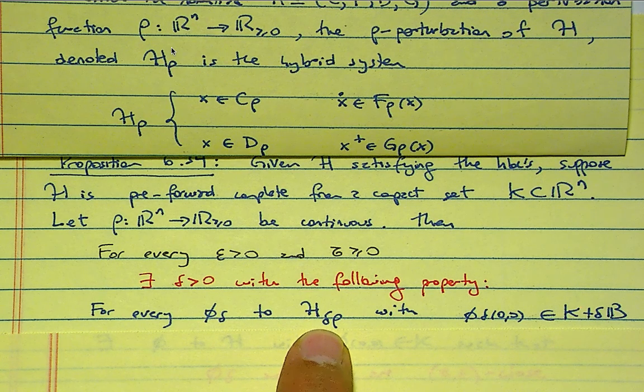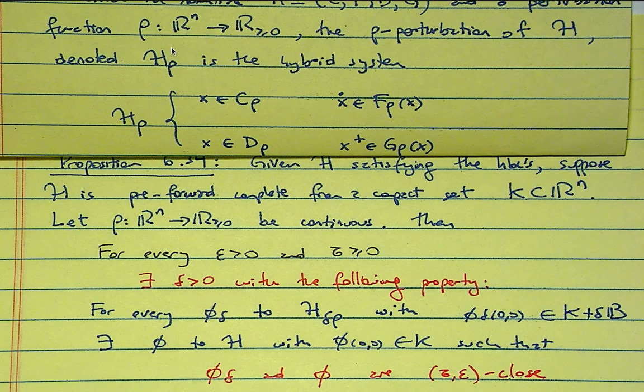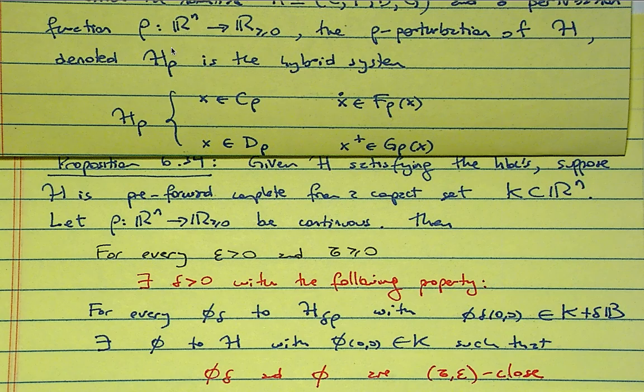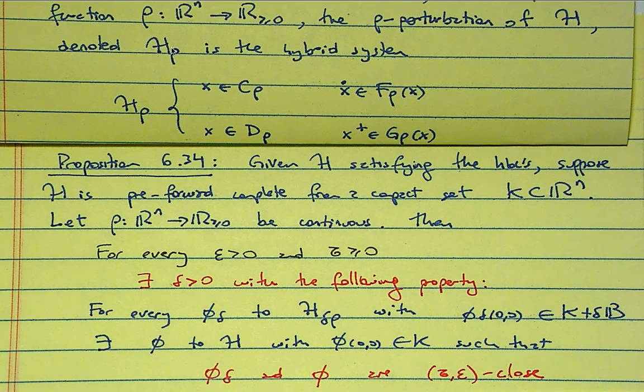And the property is the property we wrote before. For every solution that starts from K plus that delta, there exists, for the perturbed system, an unperturbed solution such that these guys are graphically close by a distance of epsilon over a window of tau. Okay? That's pretty much what we can do under the hybrid basic conditions, under general perturbations.